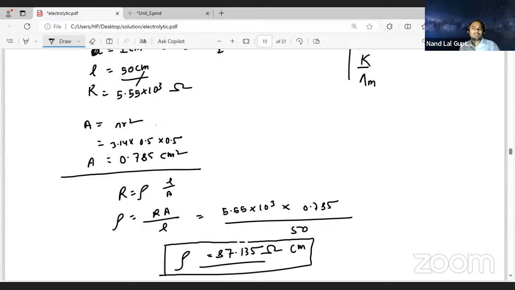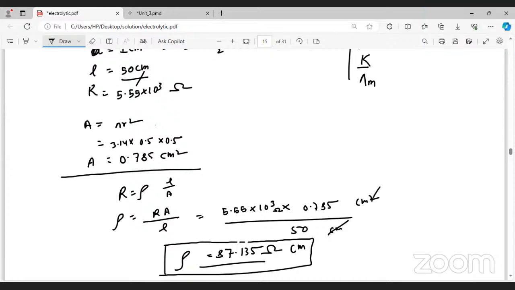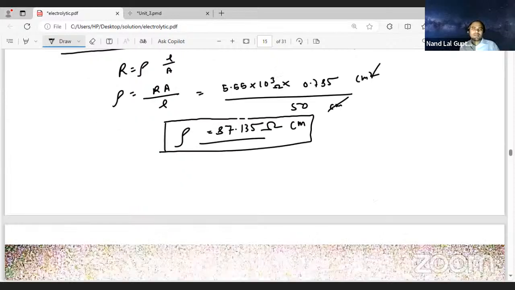By what rule are you saying inverse? Here A is centimeter square, this is C, this is ohm. A is centimeter square and this is centimeter. So this is ohm centimeter only. Done. Now conductivity. What is the formula?